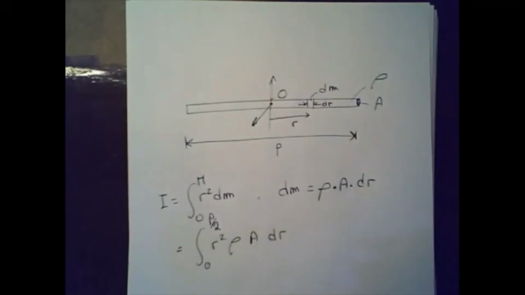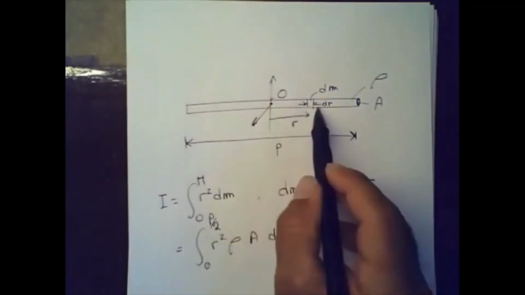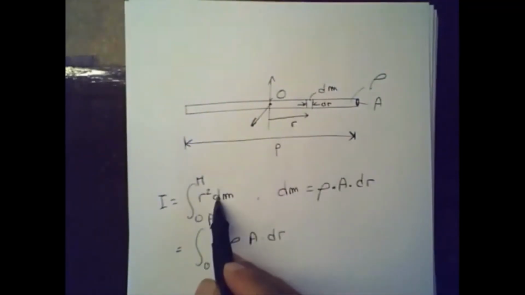But Doctor, why L over 2? Because you are integrating here, so you have this r squared dm.